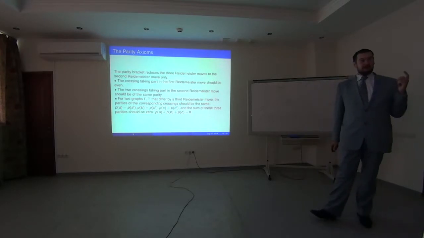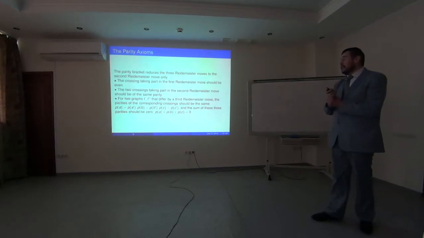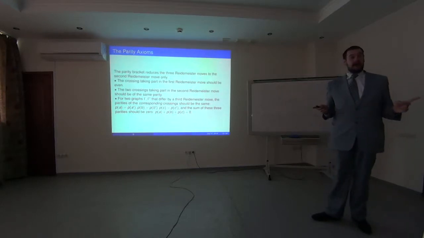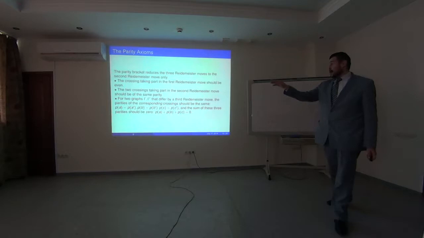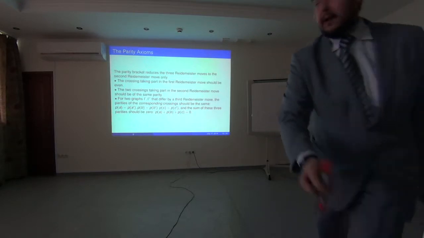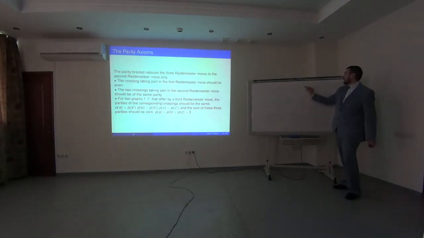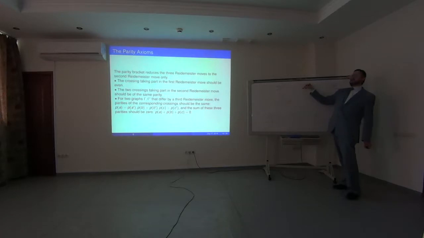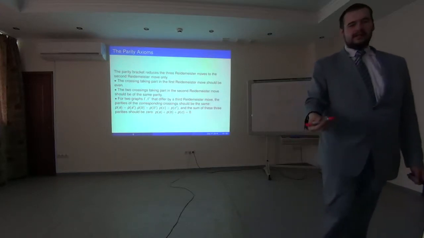So for the first Reidemeister move, what I needed is the crossing should be even. For the second, both crossings should be of the same parity. And for the third, the corresponding crossings should be of the same parity, and the sum of all three should be even. This means that if I have A, B, and C here, and if I have A prime, B prime, and C prime here, then A should be of the same parity as A prime, B of the same as B prime, C of the same as C prime, and the sum should be even. This means that they are either all even, or there are two odd ones and one even one.